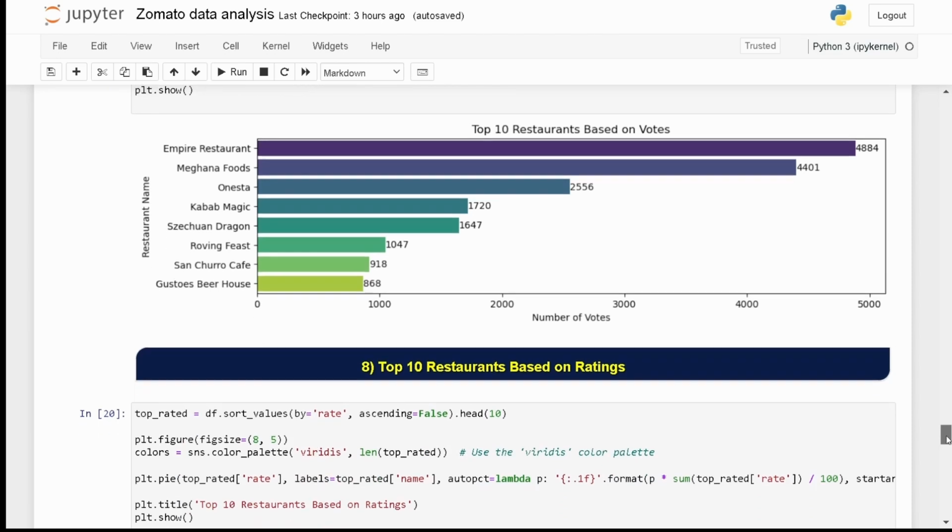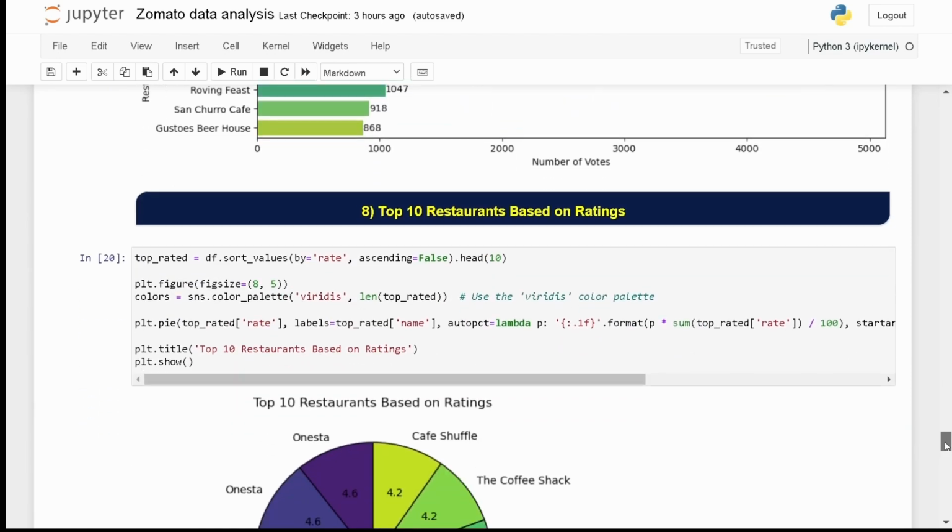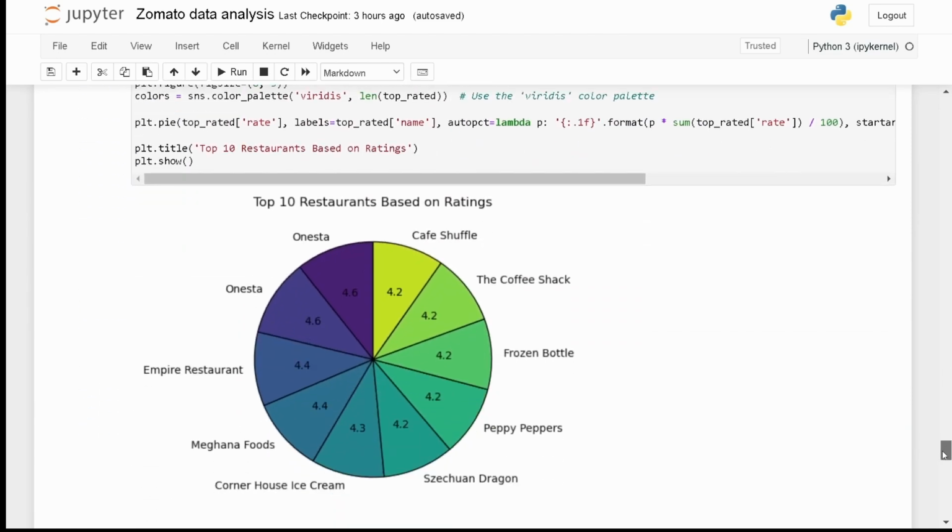Our next question is the top 10 restaurants based on ratings. We can clearly see in this graph that Honesta Restaurant got 4.6 ratings, followed by Empire Restaurant with 4.4 ratings, Meghana Food Restaurant with 4.4 ratings, and other restaurants.